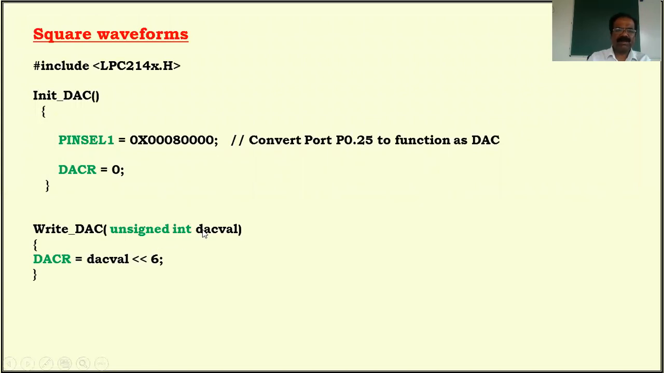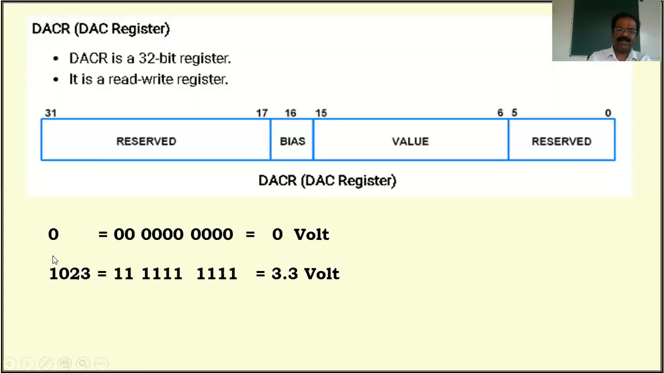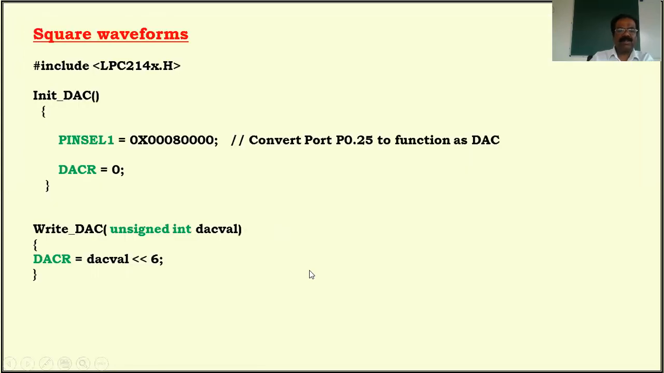Because of this, it's going to shift the 1023 towards left. How many times? 6 times. The shifted value is written into the DAC register. Then it's going to convert that into equivalent analog output. Analog output, that is nothing but 3.3 volt. 3.3 volt is available on P0.25.